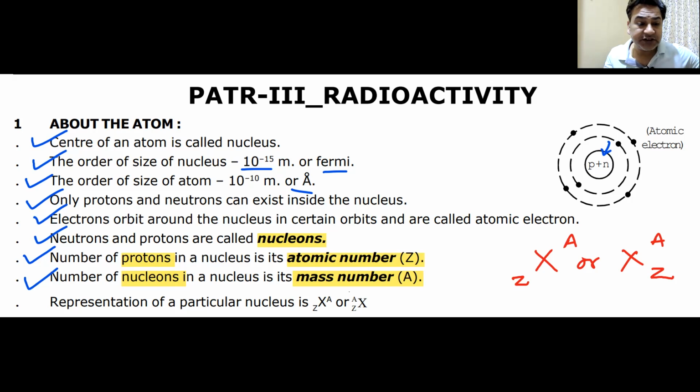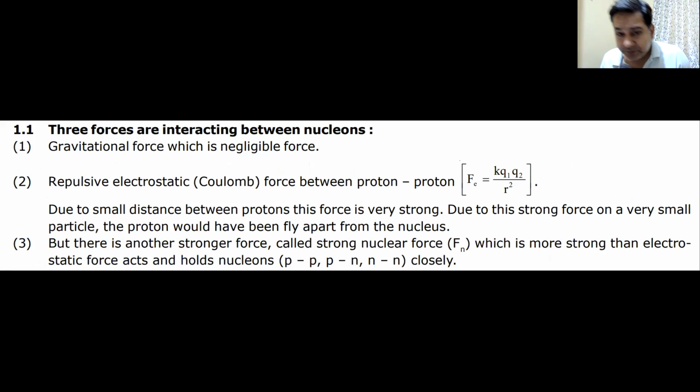Shall I proceed further? Then, sir, we have to understand what we are studying here. We are studying radioactivity. Now, what happens in radioactivity, we have to understand how the nucleus is held together. There are four types of forces acting over here. The first one is the gravitational force between the particles.